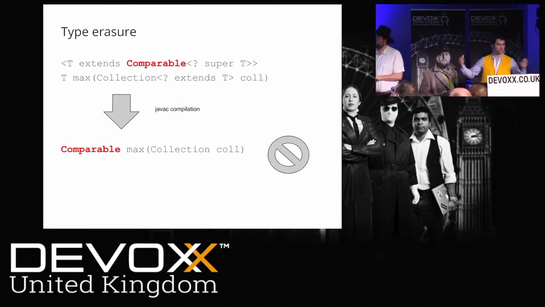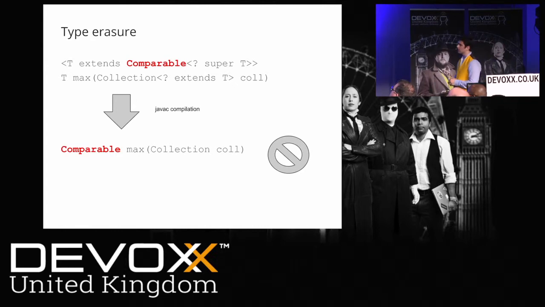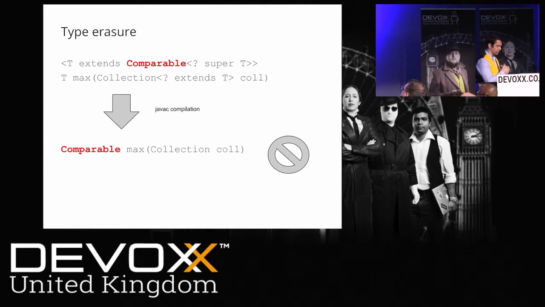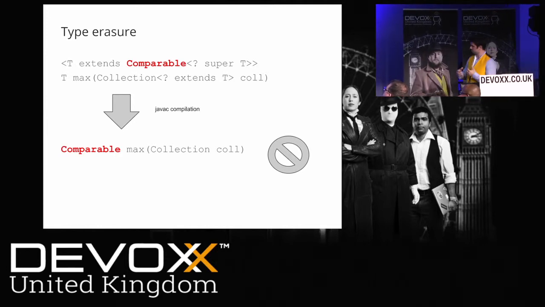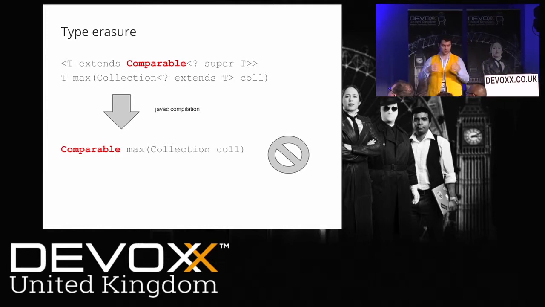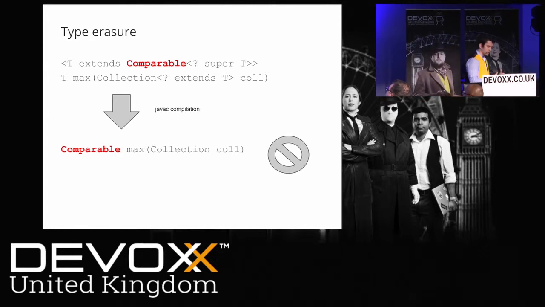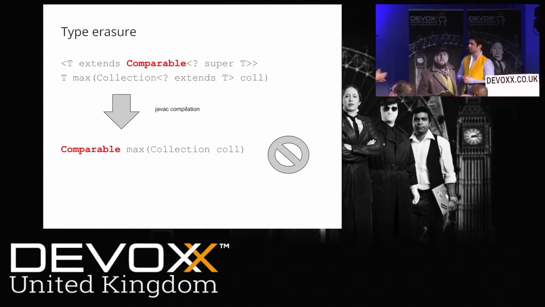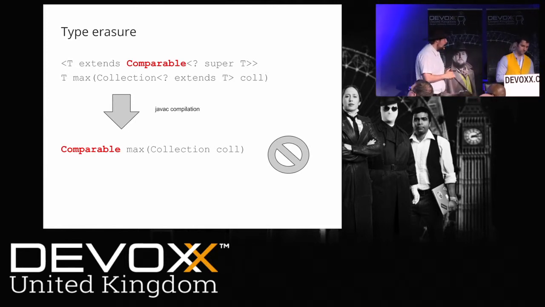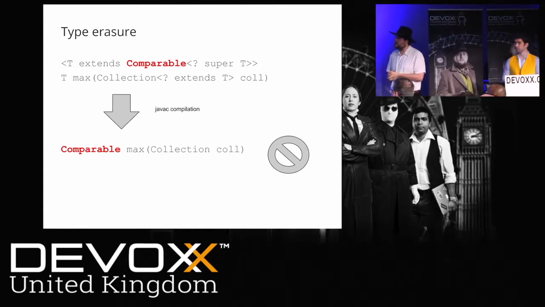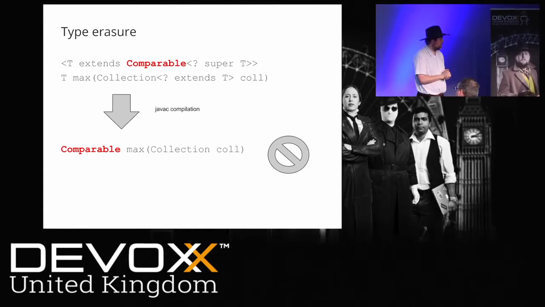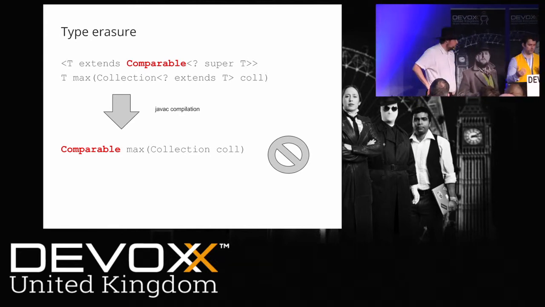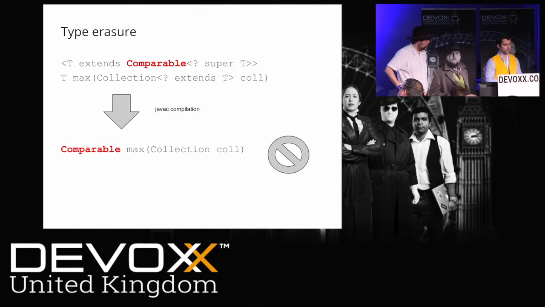Fantastic. So this is a first attempt at improving the API. So we introduce a new type parameter T, which will say you're comparable. We take a collection of T's as well, and the result will be this nice type parameter T. So that's great, but there is a little problem. Yeah. So javac is going to erase our generics, and our method signature is now going to be a comparable max collection, which is a different signature to the one pre-generic. So we've got a binary incompatibility here.